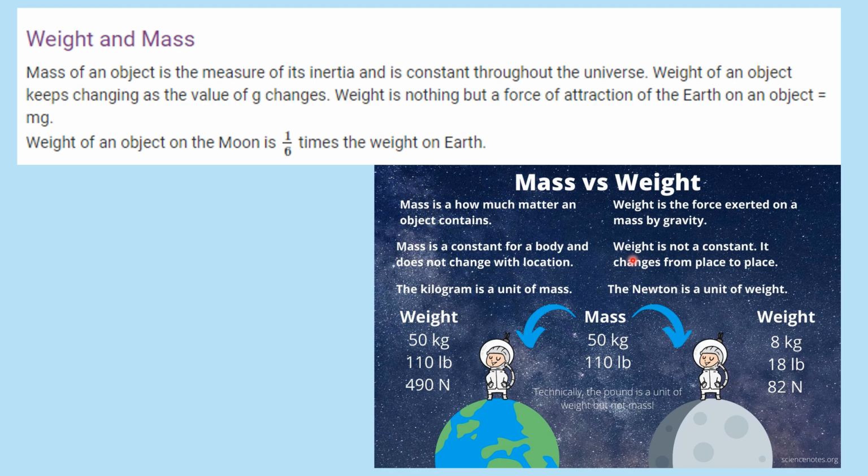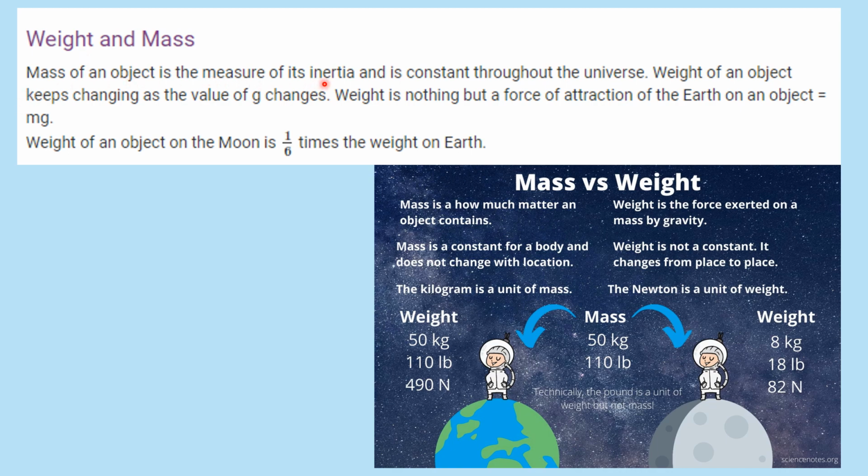Normally, weight depends upon the gravitational force. How much force the quantity of matter exerts due to gravity decides the weight. The kilogram is a unit of mass, the kg is the unit of mass, and the Newton is the unit of weight. Mass of an object is the measure of its inertia.